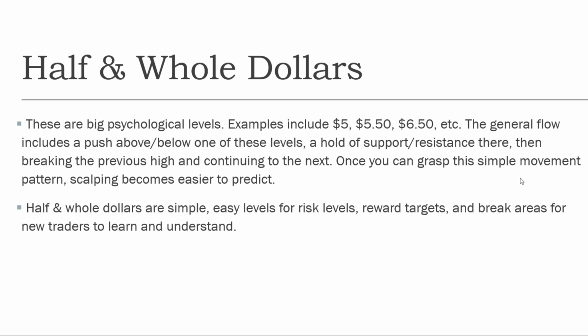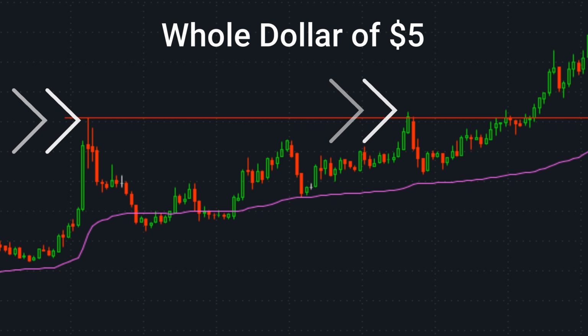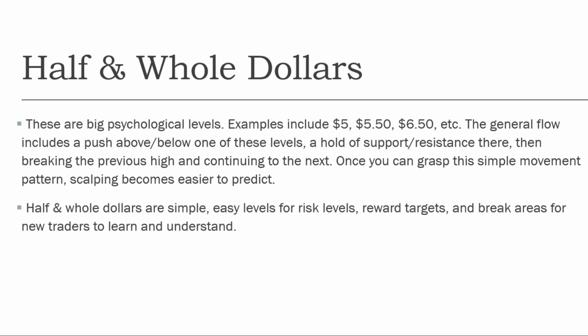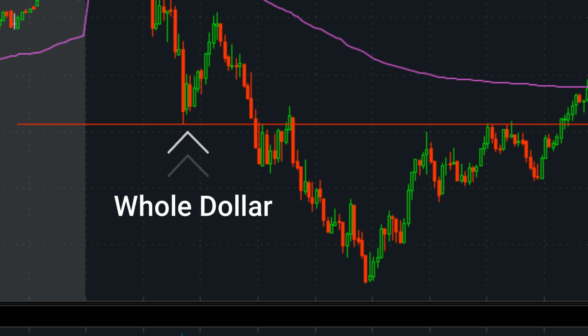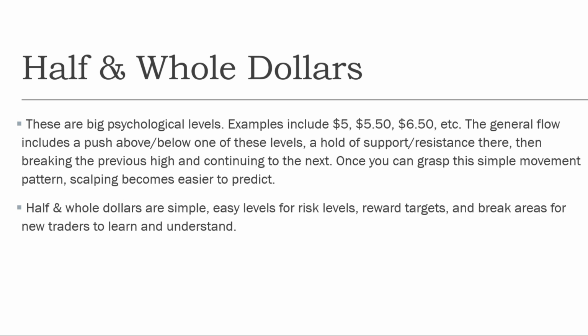So the first thing you want to understand before we delve deeper into these strategies is that they're using half and whole dollars. Even if I'm not using these levels specifically for the break levels, I'm still using half and whole dollars as a risk area, as a reward target, as a really simple level that I can base different trades off of. Like this says here, these are big psychological levels, and examples of half and whole dollars include $5, $5.50, $6.50, and so forth.